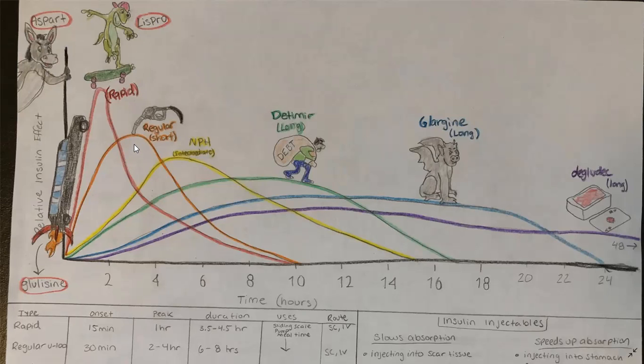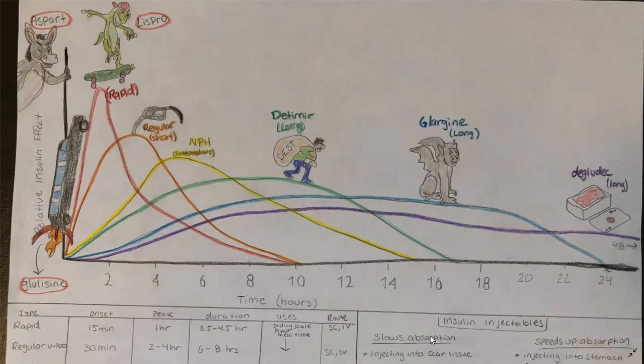Then we move on to our short acting insulin, which is just called regular. And when I think of regular, I think of a gas pump. So we have a gas pump. NPH I don't have a picture for because there's nothing super special about NPH. And then we have Detemir.